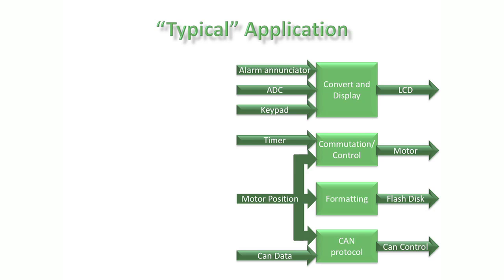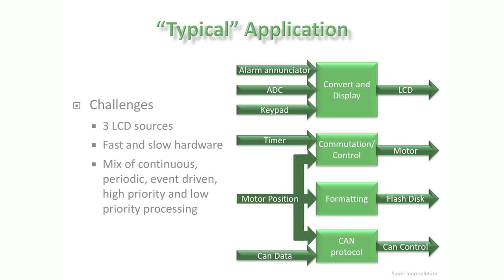Communication and control with a very fast, very accurate requirement for a motor. So we're taking a timer input and we're taking motor position data. Very high frequency, very fast, high accuracy requirements. Here we have some formatting of data which is being written to a flash disk. So this is a very, very slow device. The motor is a very, very fast device.